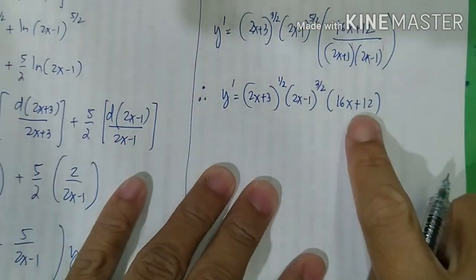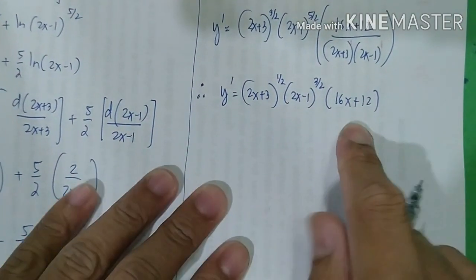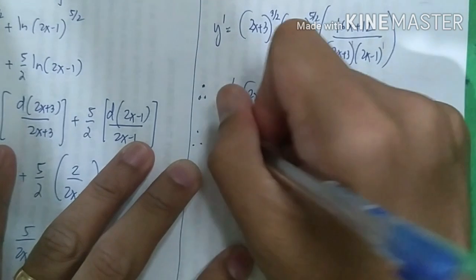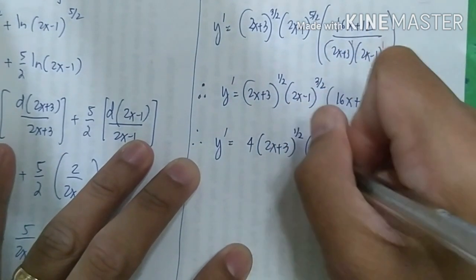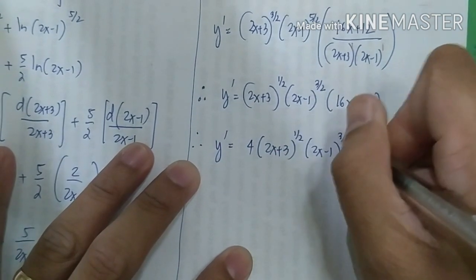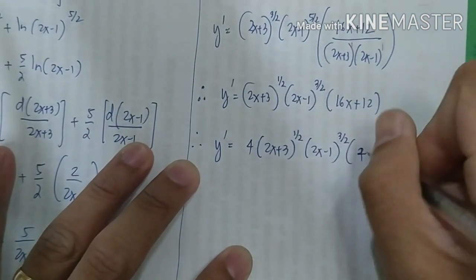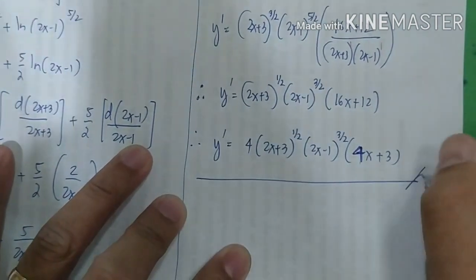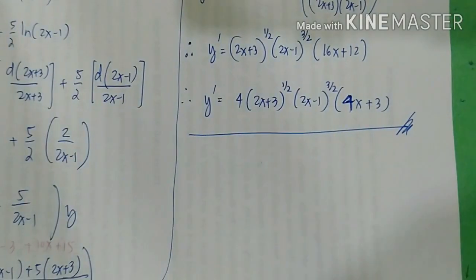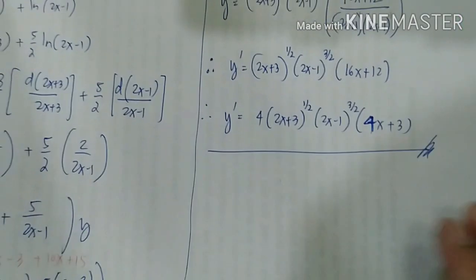Or, bida pa, pwede natin i-factor out yung 4. y prime is 4 (2x plus 3) raised to 1 half (2x minus 1) raised to 3 halves (4x plus 3). Well, that's our answer. So I think that's easier way than solving using the chain rule of differentiation.